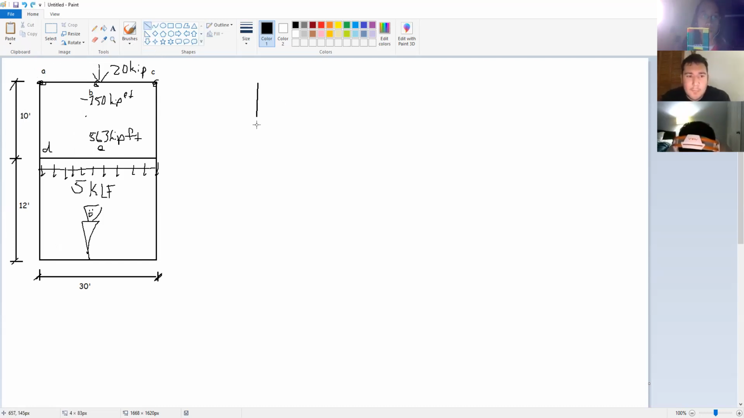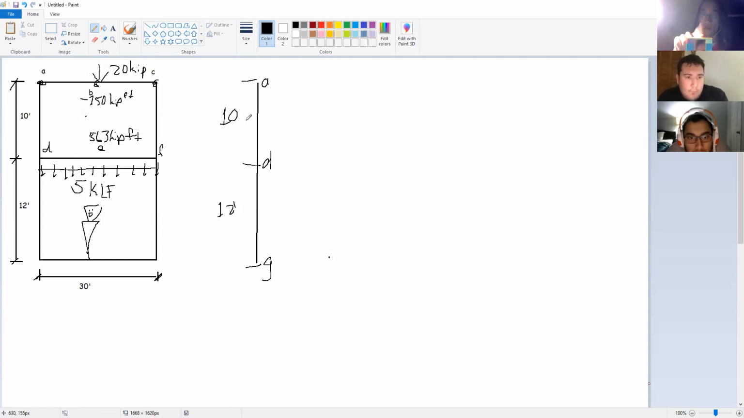So we have this column right here, and we have point A, point B, and let's just call this G. This is F right there. Call this G. So this is 12 feet, 10 feet. Remember how much this force was? This was 20 kips. So it's going to push down with 20 kips.